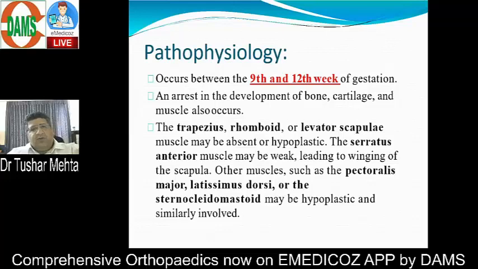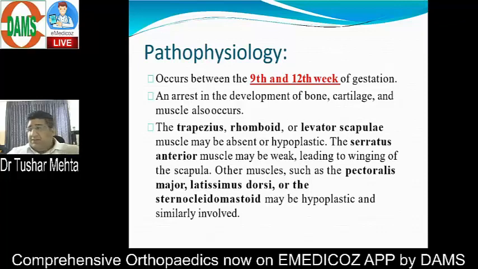Now many people know, okay, there's an interruption in the descent, the caudal migration of the scapula, but it's not only to do with the scapula. It is not only to do with bone. There are issues with the musculature also. There are issues with the cartilage also. There are issues with the adjacent joints also. There are certain muscles I would like to name here: trapezius, rhomboid, the levator scapulae. They may be absent, they may be hypoplastic. Serratus anterior sometimes becomes weak, leading to winging of the scapula, leading to exaggerated deformity.